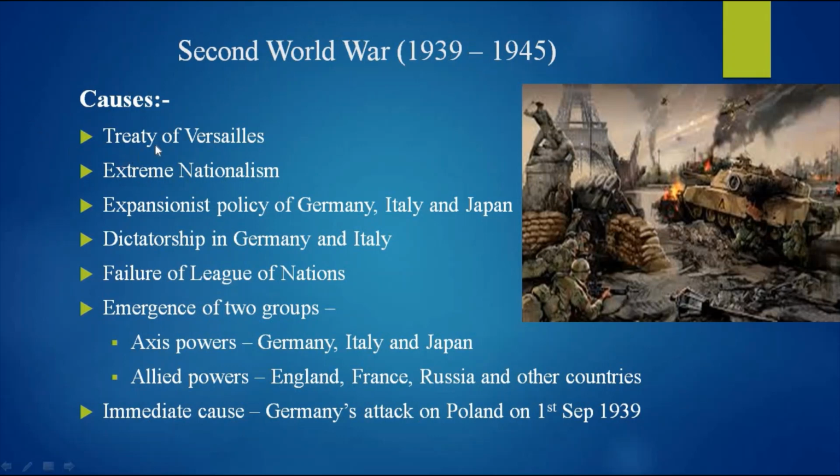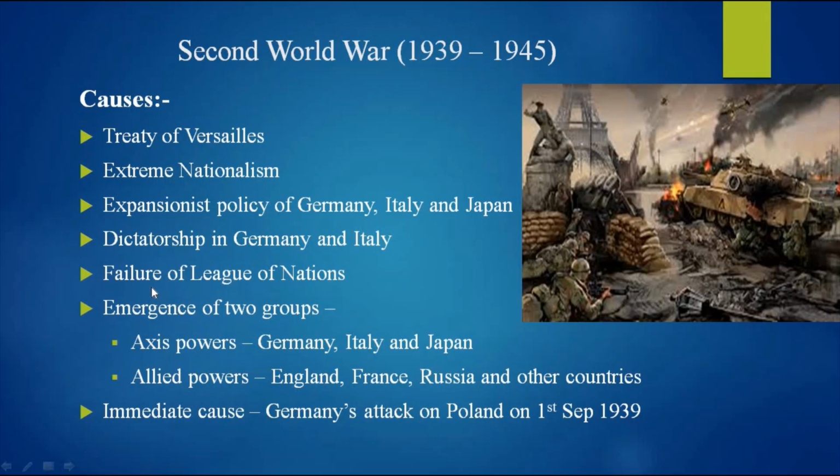What are the causes? The Treaty of Versailles, as I told earlier, the humiliating Treaty of Versailles was the main cause for the Second World War. Because of that, to take revenge for this humiliating treaty, Germany decided to fight. And extreme nationalism, again, that is a cause. An expansionist policy of Germany, Italy and Japan. They wanted to expand their empire. They wanted to rule the world. So because of these war-hungry people, here again the dictators of Germany and Italy, they are power-hungry and war-hungry people.